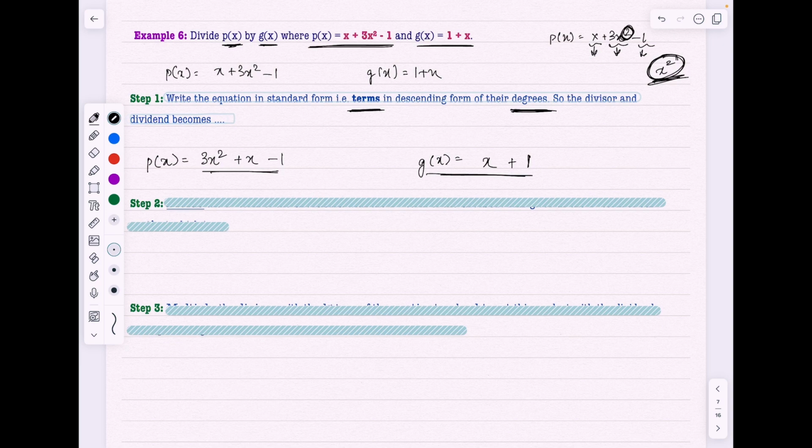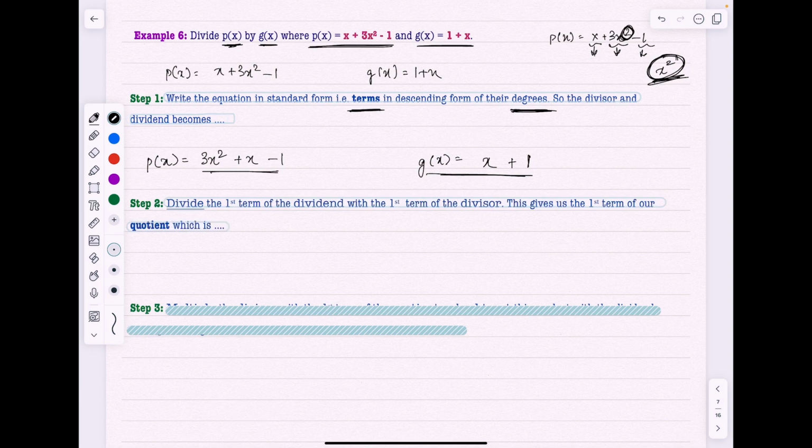Step 2 and step 3 will be repeating. Like in division that you do with numbers, every time you have to find a number that is either equal or less than the dividend. This step 2 and step 3 are the same. You have to repeat them until some condition arises. What is that condition? I will tell you.